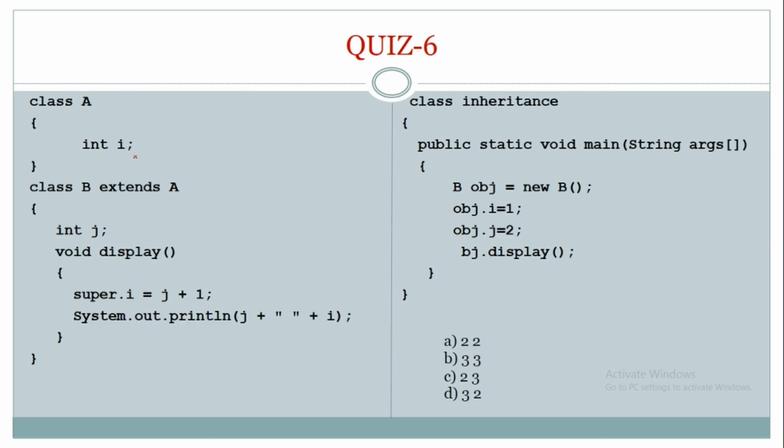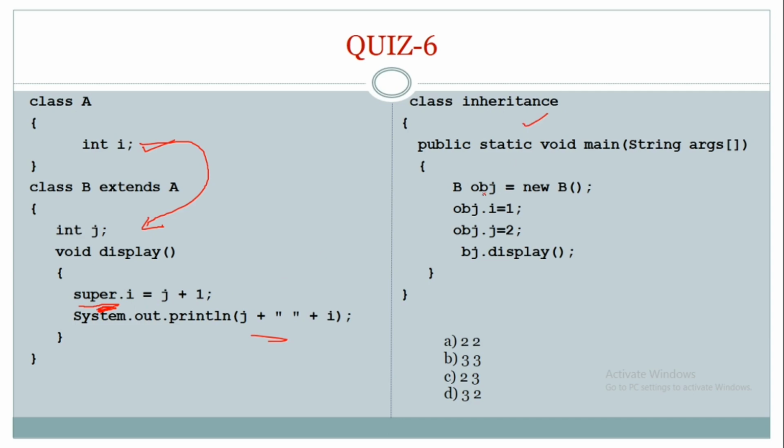Now let us solve one more problem, where we have class A and one instance variable i. Class B extends A, so class B will be inheriting all the features of class A, which means using the object of B I can access the i value. Then in void display, as you can see, super dot i, the super keyword is used to refer to the superclass variable. Super dot i is equal to j plus 1, and then we'll print the value of j and i.